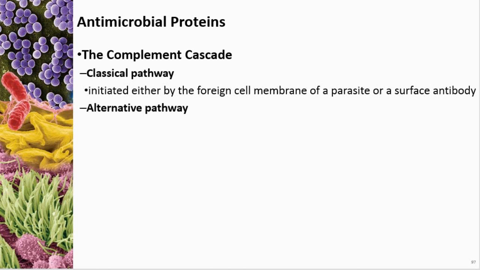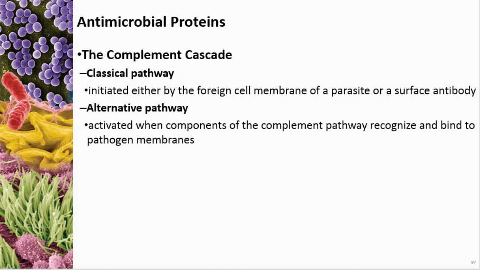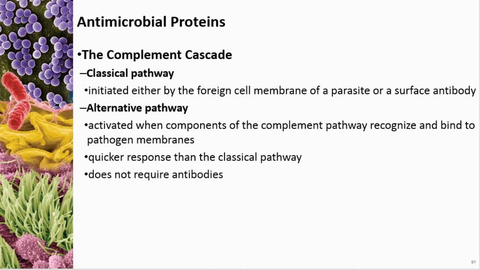The alternative pathway is triggered when parts of the classical pathway are able to bind to the pathogen membranes. So it's quicker than the classical pathway and does not actually require antibodies, where the classical pathway had to actually bind to the antibodies that are bound to the cell surface.